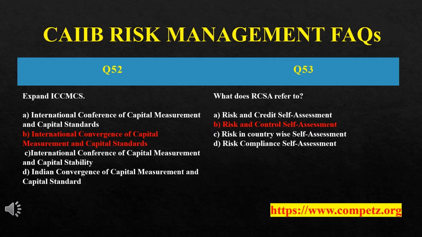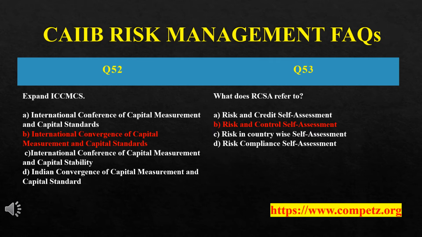Now what will be the answer here? ICCMCS, this is a main term. What is the full form of ICCMCS? The answer is B, International Convergence of Capital Measurement and Capital Standards. So what is this? This is a document which is released by the Basel Committee on Banking Supervision, called BCBS, and is the foundation of the international approach for capital adequacy standards across the world. Okay, that's why.